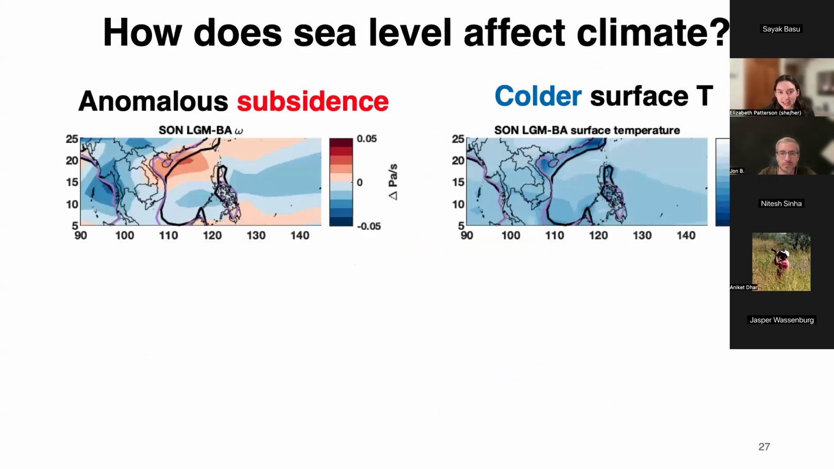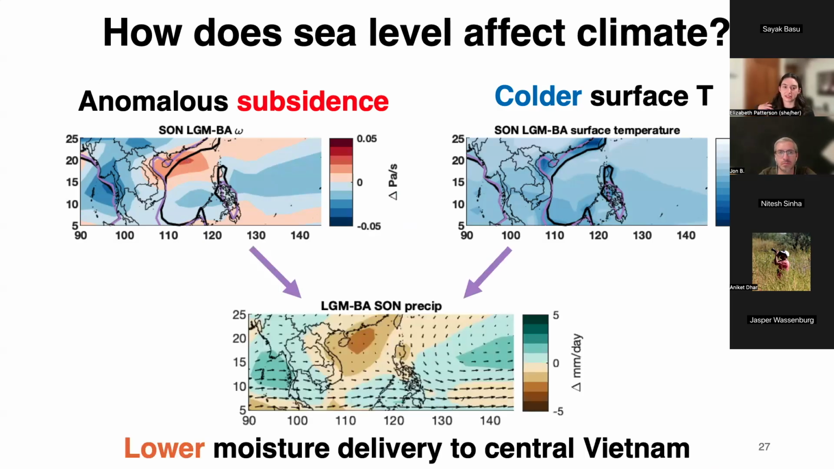So to understand better the dynamics of what's going on, I went back to iTrace and delved more into what exactly was happening during this dry to wet shift. And we found that there was anomalous subsidence over this exposed land in the Gulf of Tonkin and this South China Shelf. This land is cooler than it would be if it was water. So essentially, we have cooler, drier air that is delivering less moisture to central Vietnam when sea level is low. So that's the dynamics we think are going on.